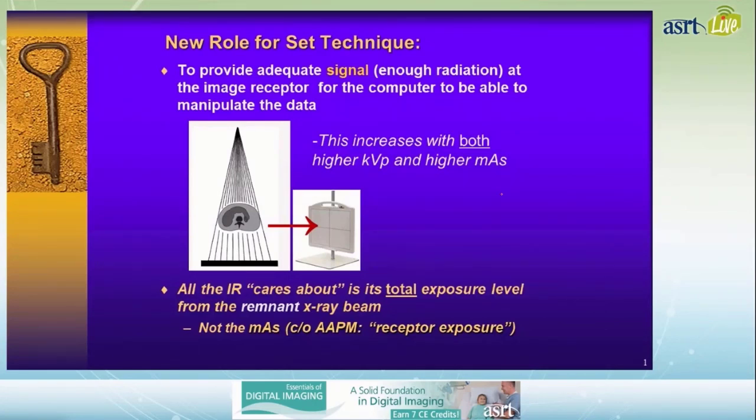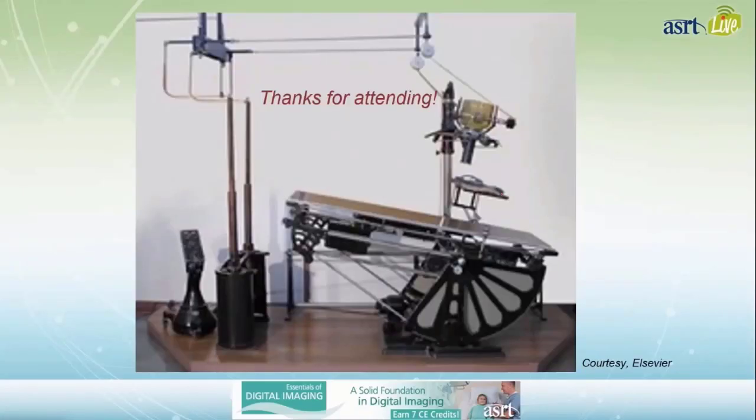The new role for technique, there's a new role overall for technique, and it's not to control contrast and the brightness of the image. It's to provide an adequate signal. We kind of had that discussion about detectors a minute ago. The role for technique now is to provide sufficient signal to the image receptor so that the computer has lots of data to manipulate. And again, you can achieve that with either higher kVp or higher mass. And I hope in this presentation we've given you some ideas for ways that we could do that and ways of applying that concept.